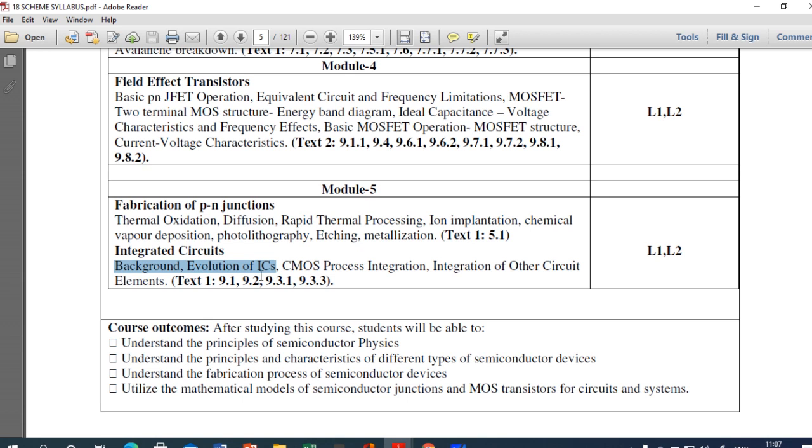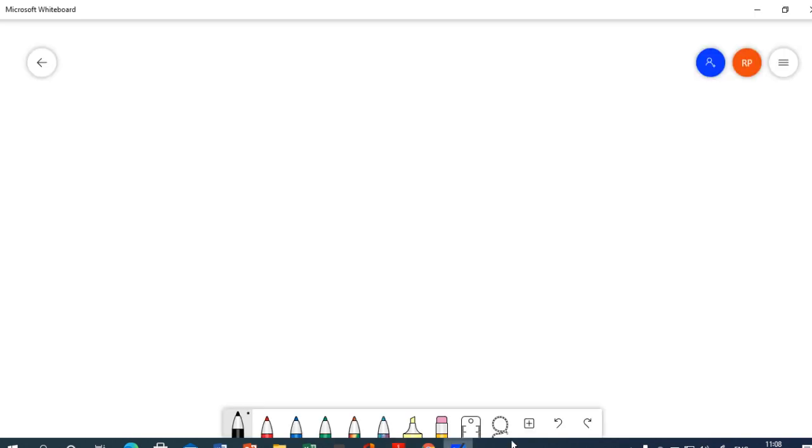So now we will start with the integrated circuits. I hope you have already done an electronic devices lab and the digital system design lab or digital electronics lab. There we have used ICs. I hope you used ICs like 7400, 7402, 7486. Those are the integrated circuits. I hope you are getting that.